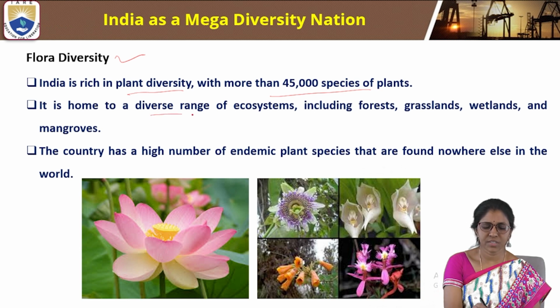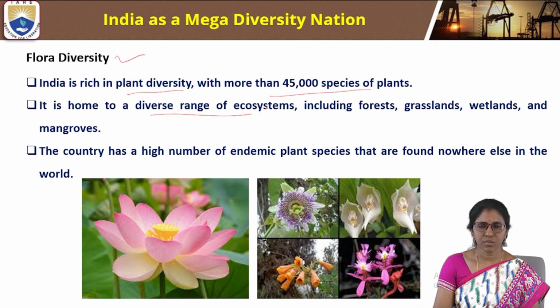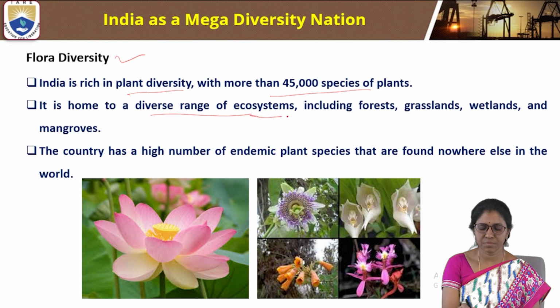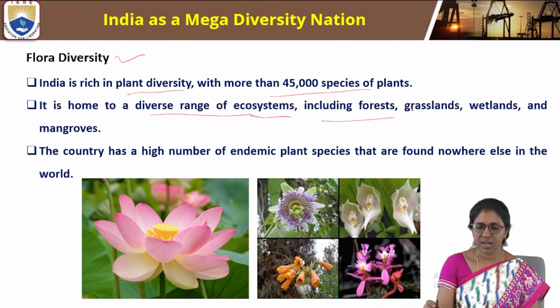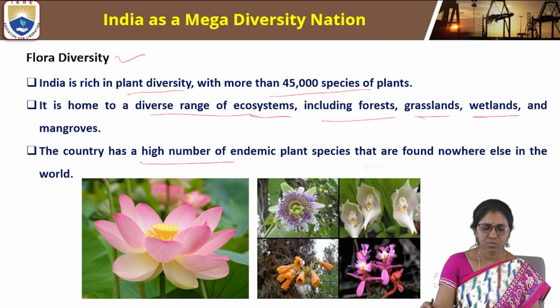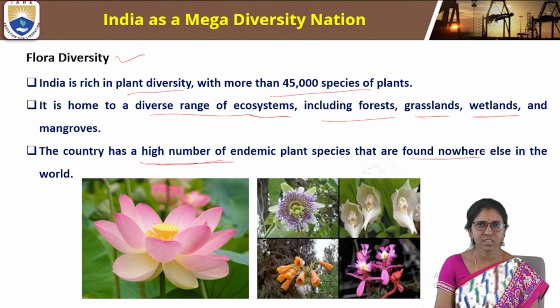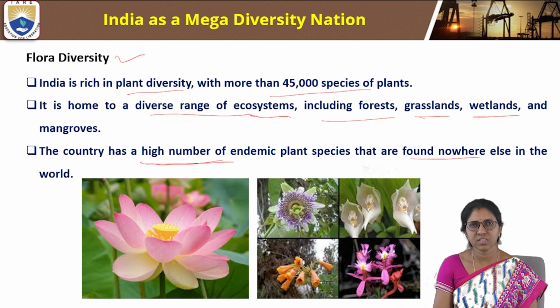India is home to a diverse range of ecosystems, including forests, grasslands, wetlands, and mangroves. The country has a high number of endemic plant species that are found nowhere else in the world.